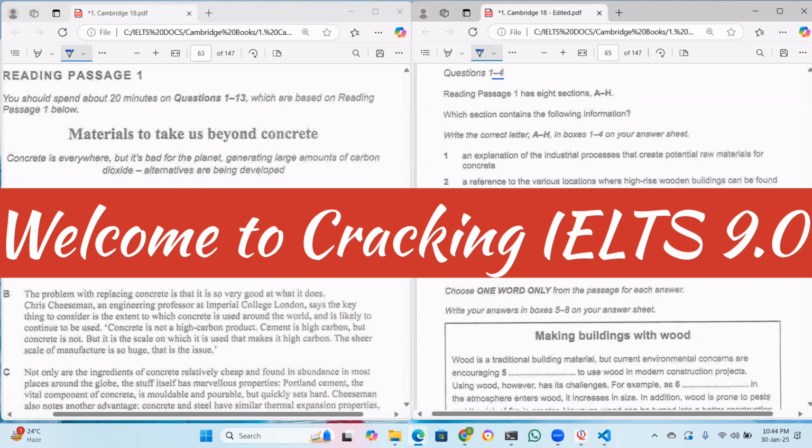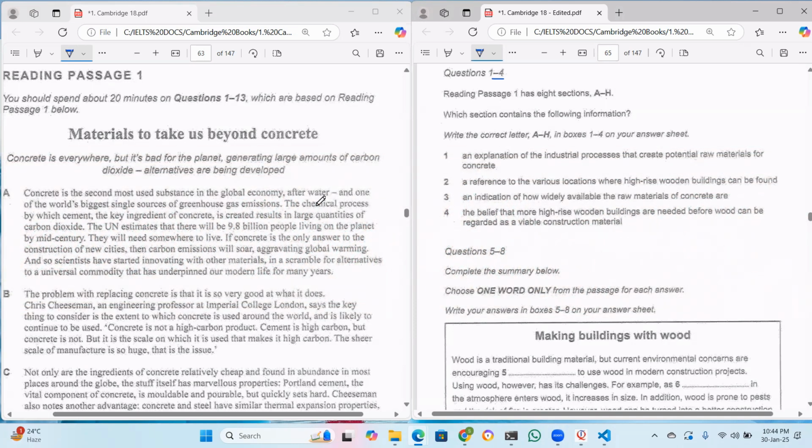So today I am back with a new passage. As you can see, the passage reads "Materials to take us beyond concrete." This is Cambridge 18, Test 3, Passage 1.